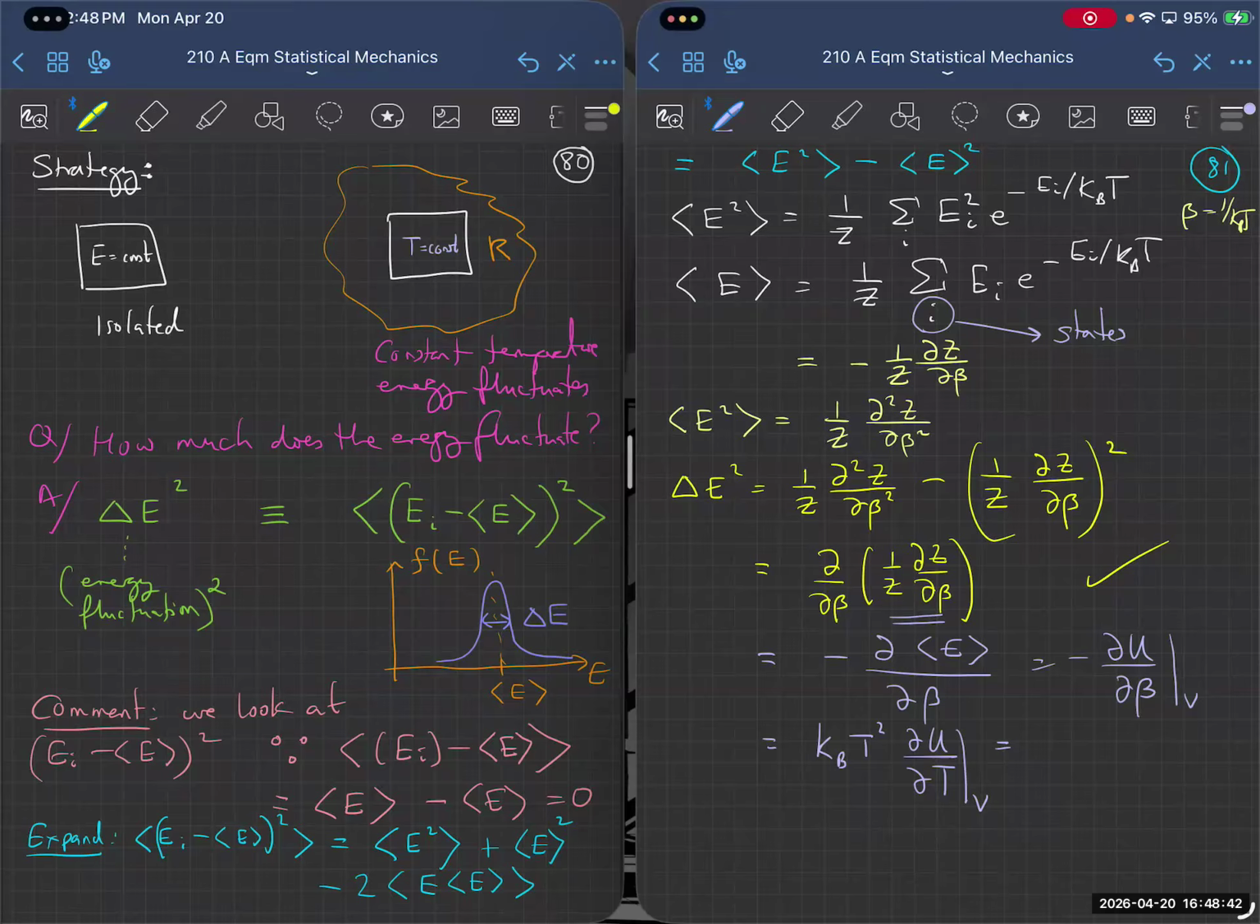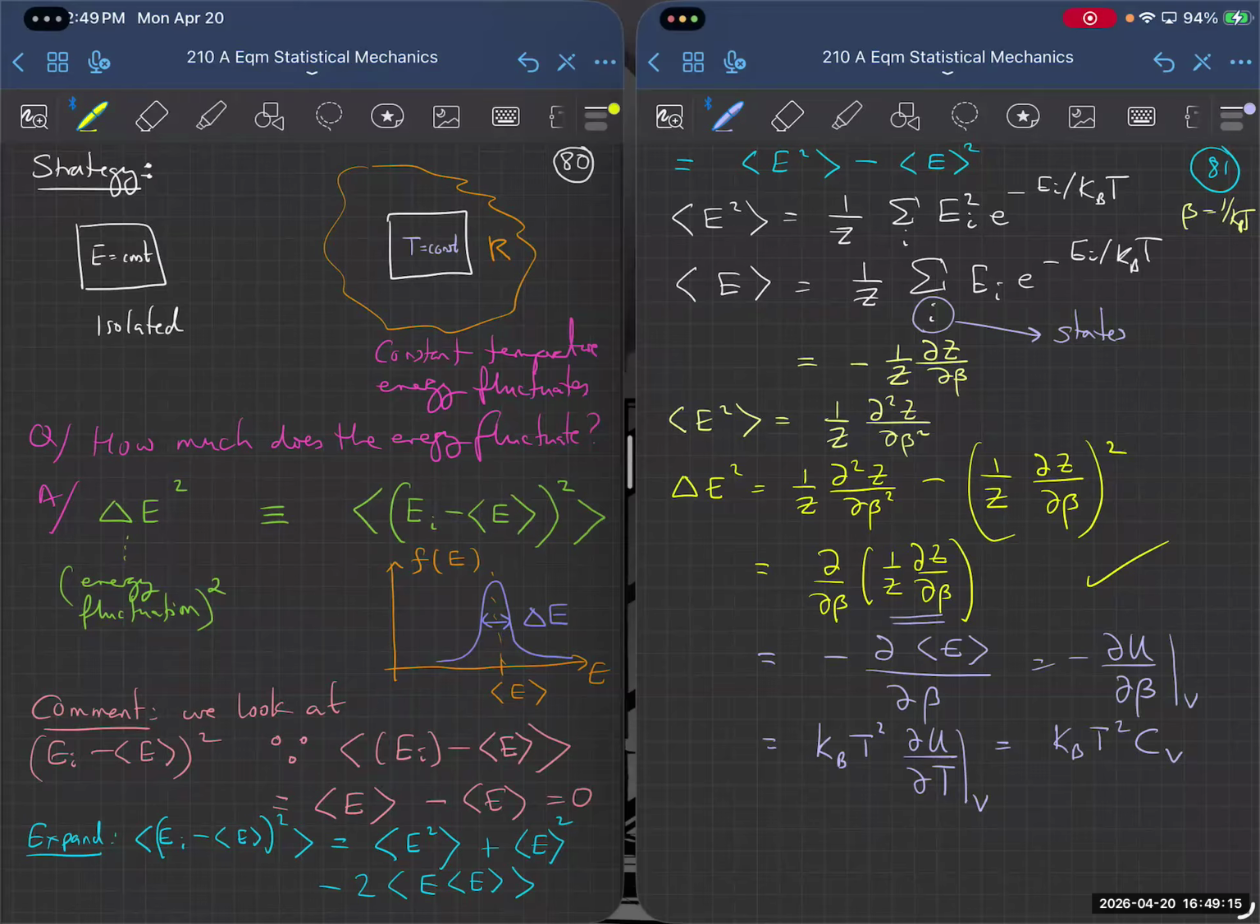Anyone? No? That's chemical potential? No. So remember, if I ask how much energy I need to supply to a system in order to change the temperature by one degree, that's the specific heat, right? So in fact, this is the heat capacity. So this is k_B T squared times the heat capacity at constant volume.